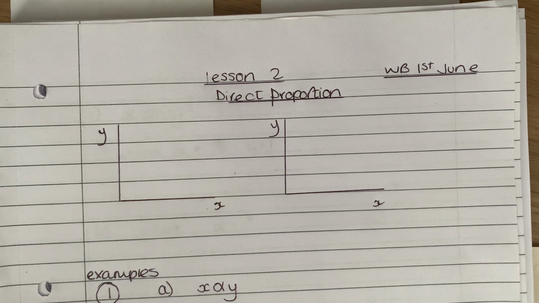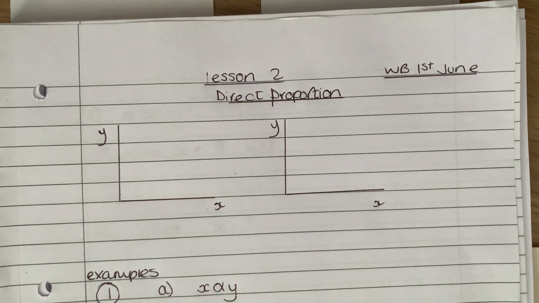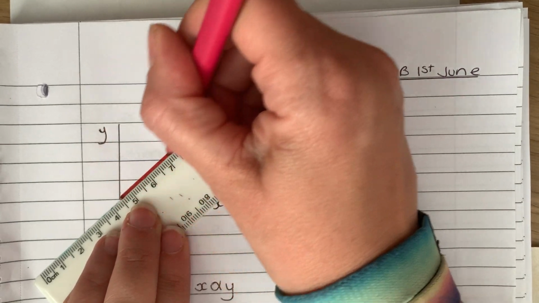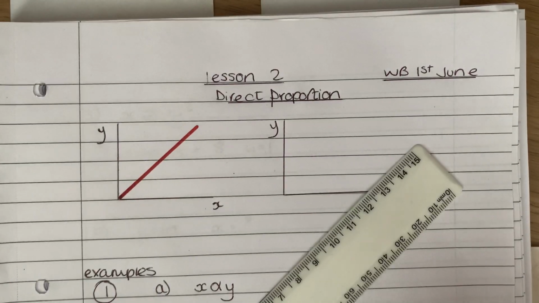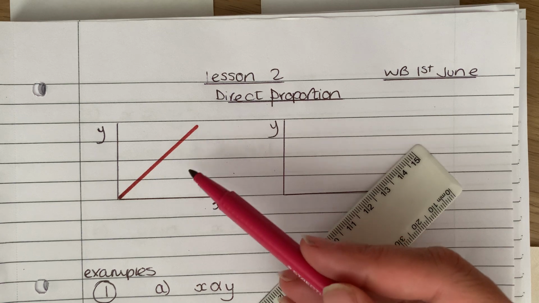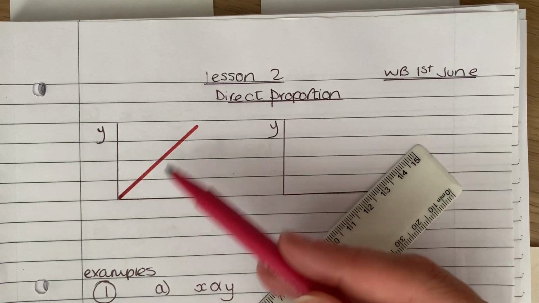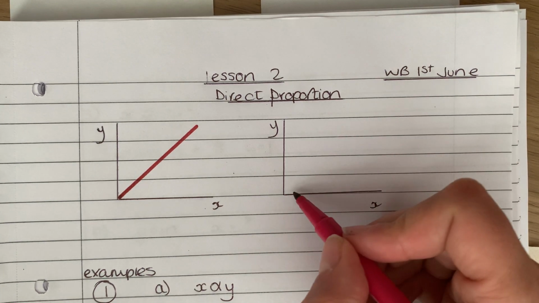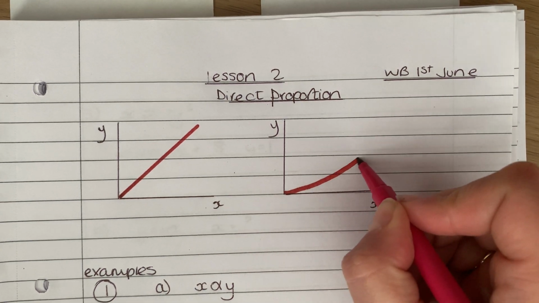So what does proportion mean? Proportion means things can have a direct proportion, so as one's increasing the other's increasing. So a perfect direct proportion would have a graph like that. As x is increasing, y is increasing by the same amount, so it could be 2 times the amount or 3 times the amount or a quarter of the amount.